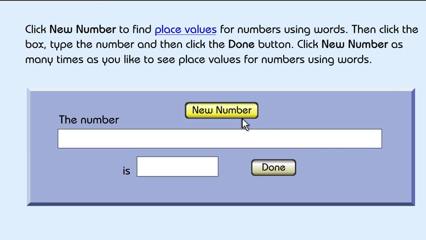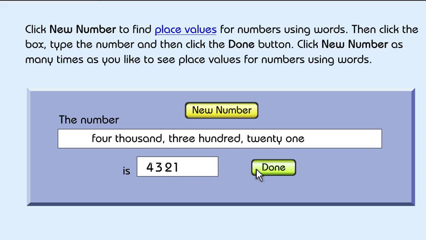Click New Number to find place values for numbers using words. Then, click the box, type the number, and then click the Done. Click New Number as many times as you like to see place values for numbers using words. And then, click Next to continue.